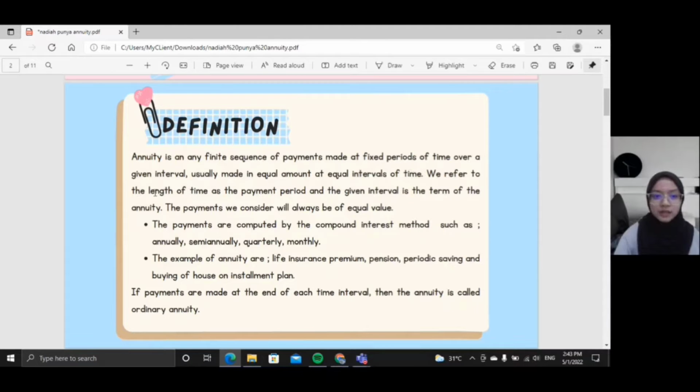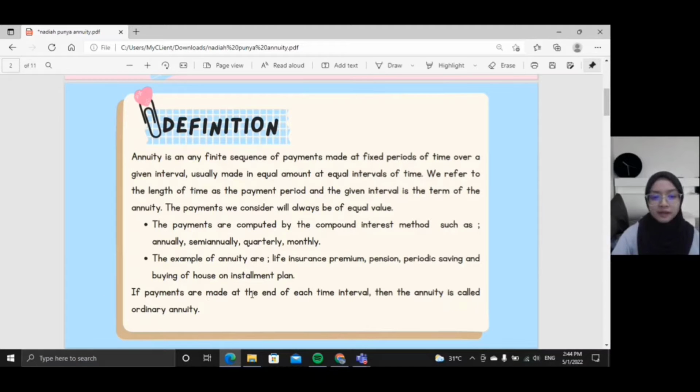We refer to the length of time as the payment period, and the given interval is the term of the annuity. The payments we consider will always be of equal value. The payments are computed by the compound interest method, such as annually, semi-annually, quarterly, or monthly. Examples of annuity are life insurance premium, pension, periodic saving, and buying a house on an installment plan.